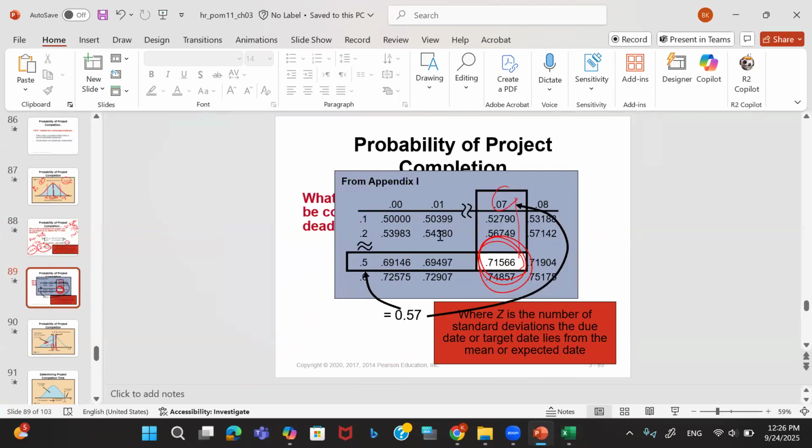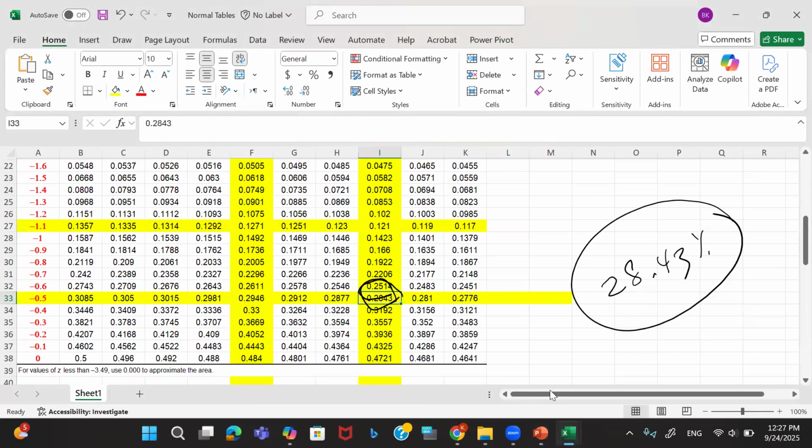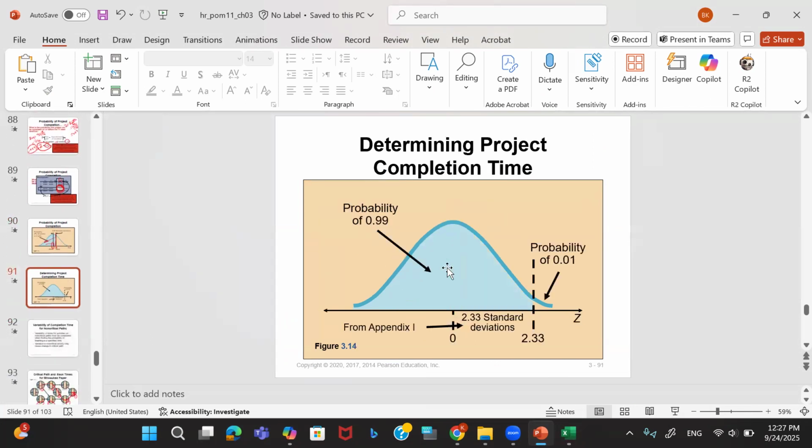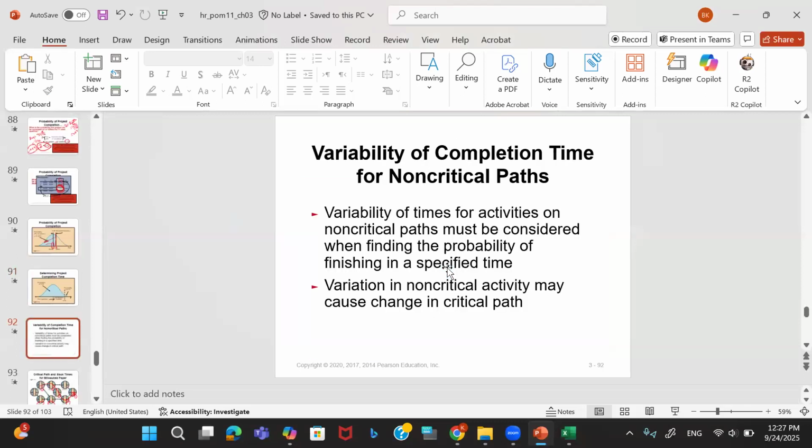I put the explanation here. If you want to use the table, don't use this. This is a sample screenshot from the whole table, so use this one. This is just the explanation of what we did. Any questions?